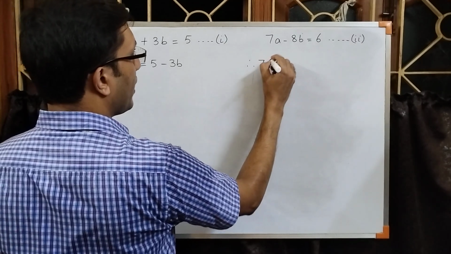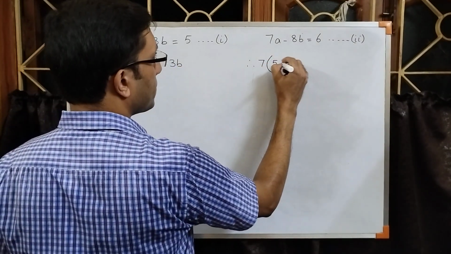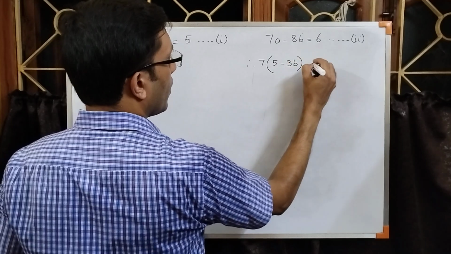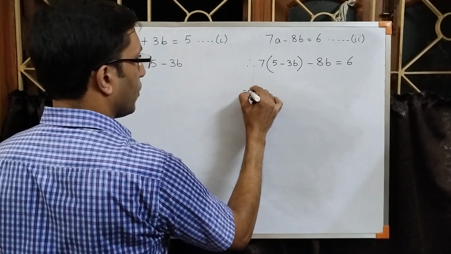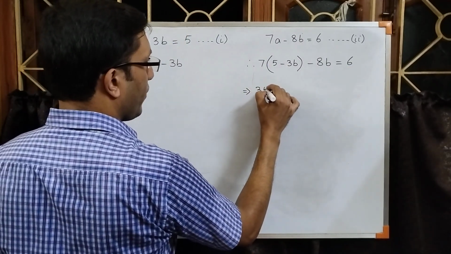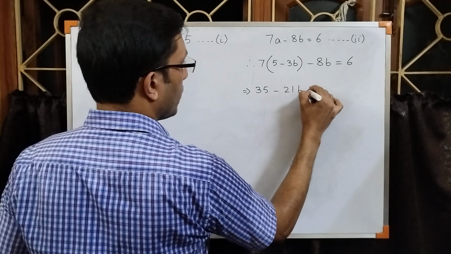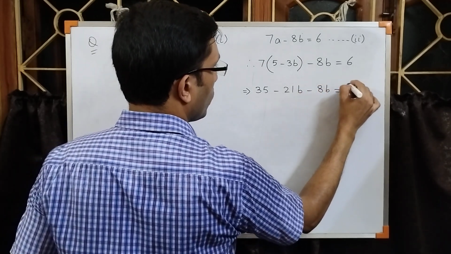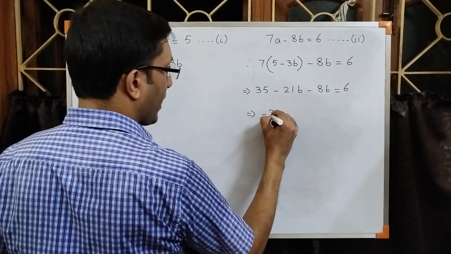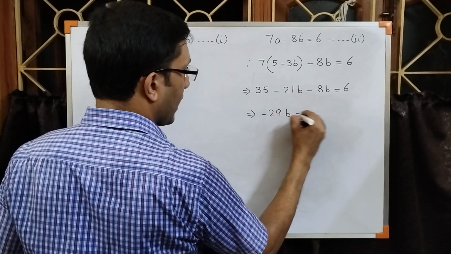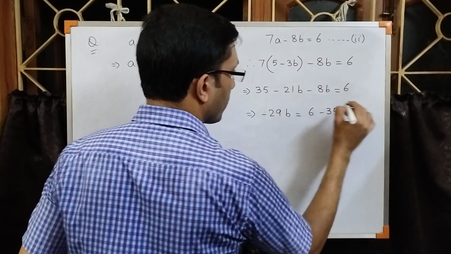Therefore 7 multiplied by a. Now what is the value of a from equation number 1? 5 minus 3b. Minus 8b was already there, and that is equal to 6. So 7 5s are 35 minus 7 3s are 21b minus 8b is equal to 6. So minus 21b minus 8b, that gives us minus 29b, that is equal to 6, and plus 35 goes to the right, becomes minus 35.